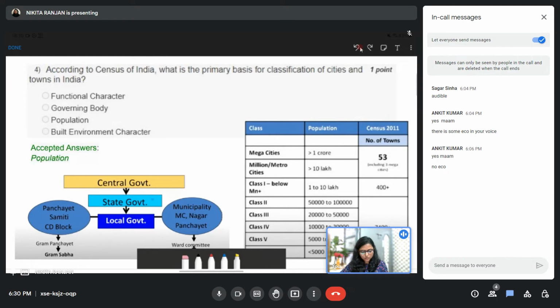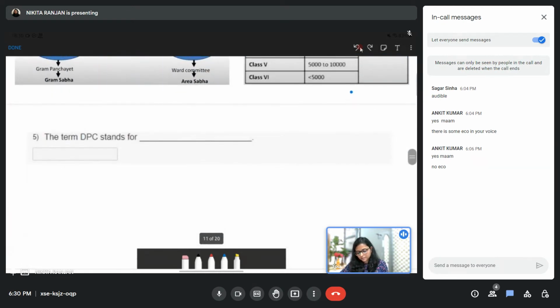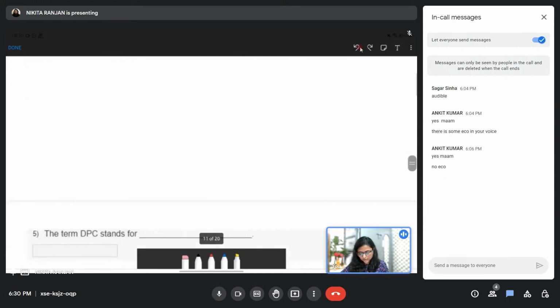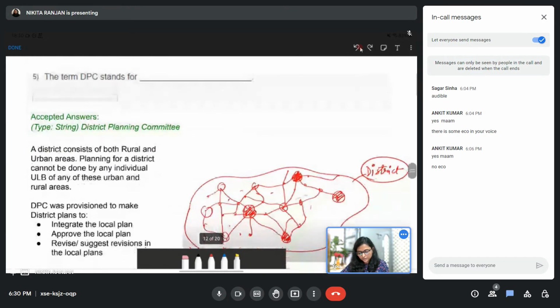Okay, moving on to the next question. What does the term DPC stand for? So this is a very easy one. The term DPC stands for District Planning Committee.